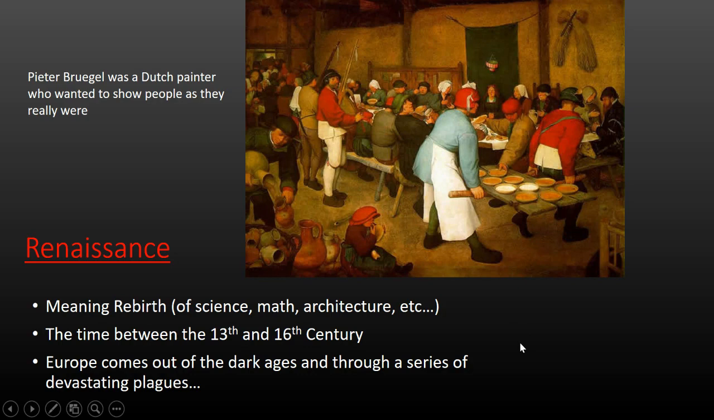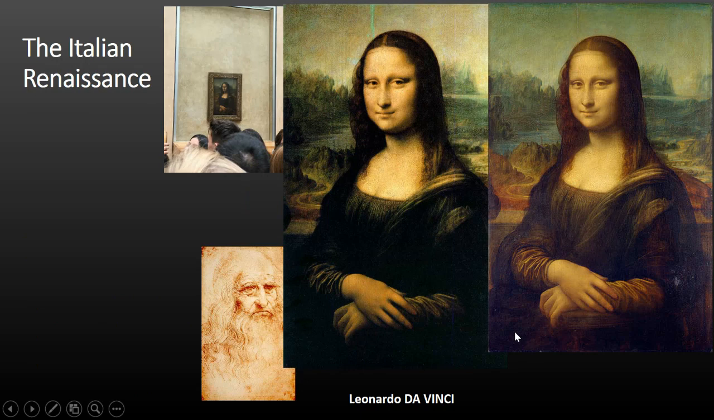Lots of plagues like the Black Death and such. So it's kind of a time when things are getting good again. Going to focus on the Italian Renaissance. That's kind of where things started and where they're going to end. You've got great painters and thinkers like Leonardo da Vinci, who of course painted this, the Mona Lisa. I show this picture. I took this picture in the Louvre.